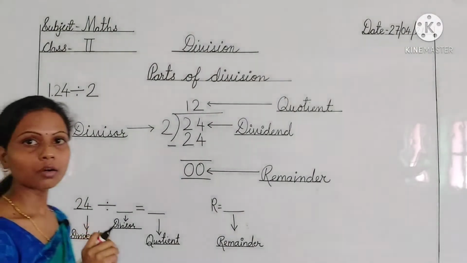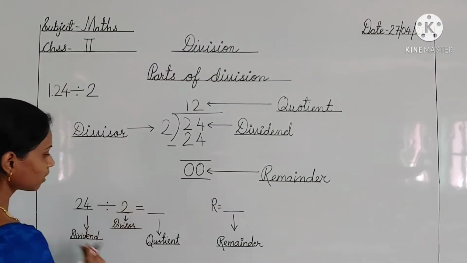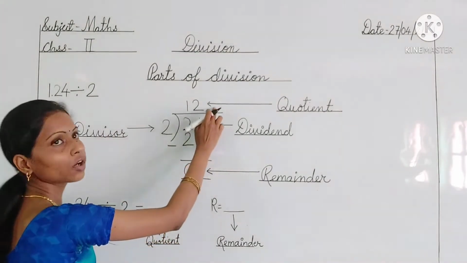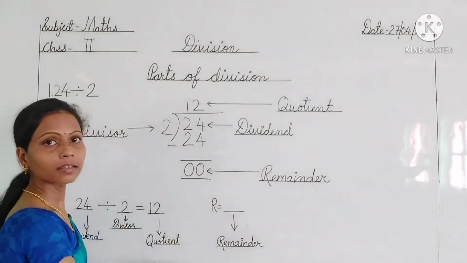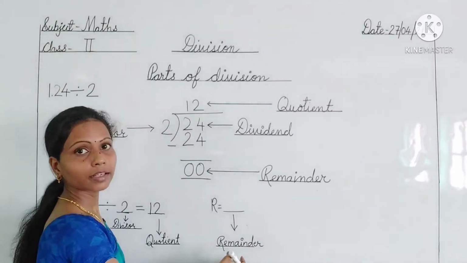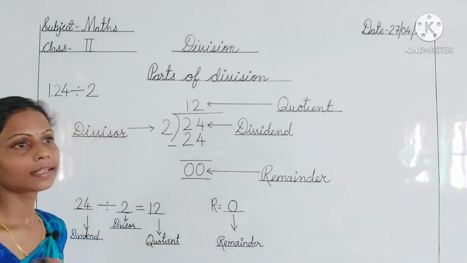Now what is the divisor? 2. Now what is the quotient we have got here? That is 12. And again the remainder is 0. Let's do the next one.